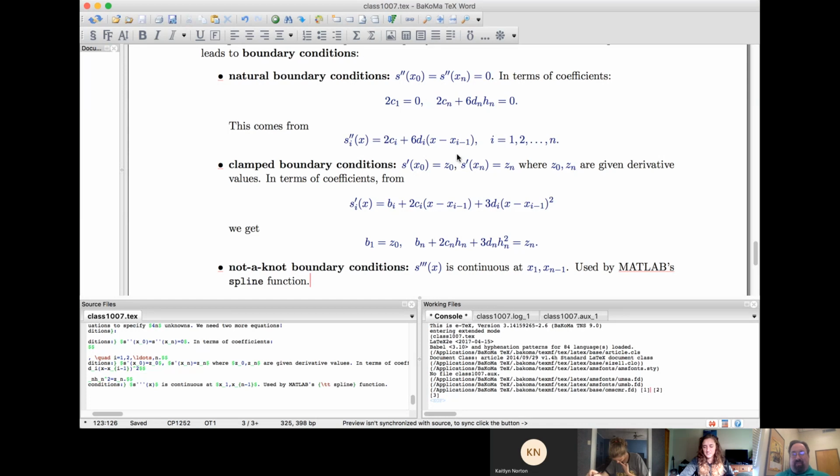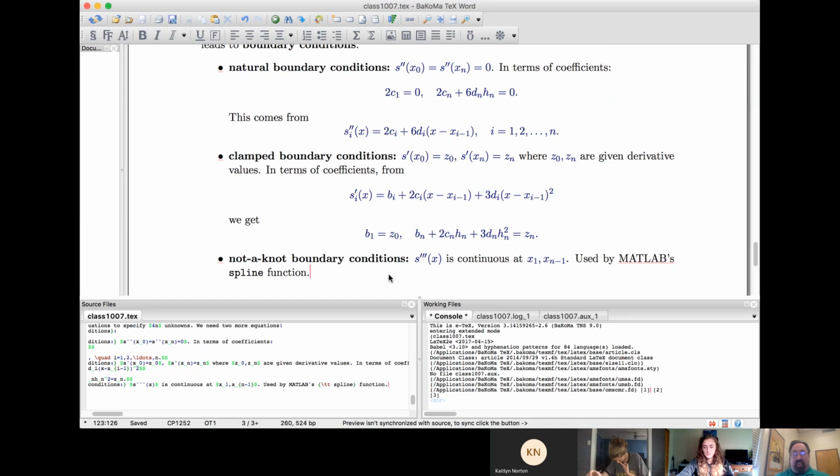Okay. So, all right. That's all I'm going to say about this particular boundary condition. Okay. Questions up to this point?